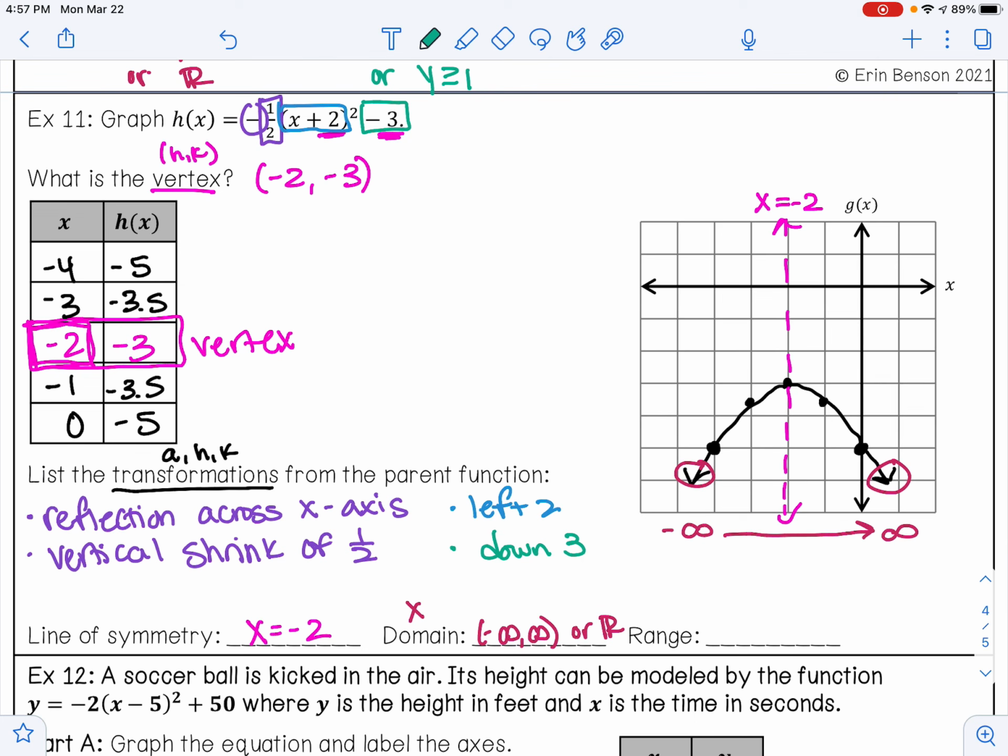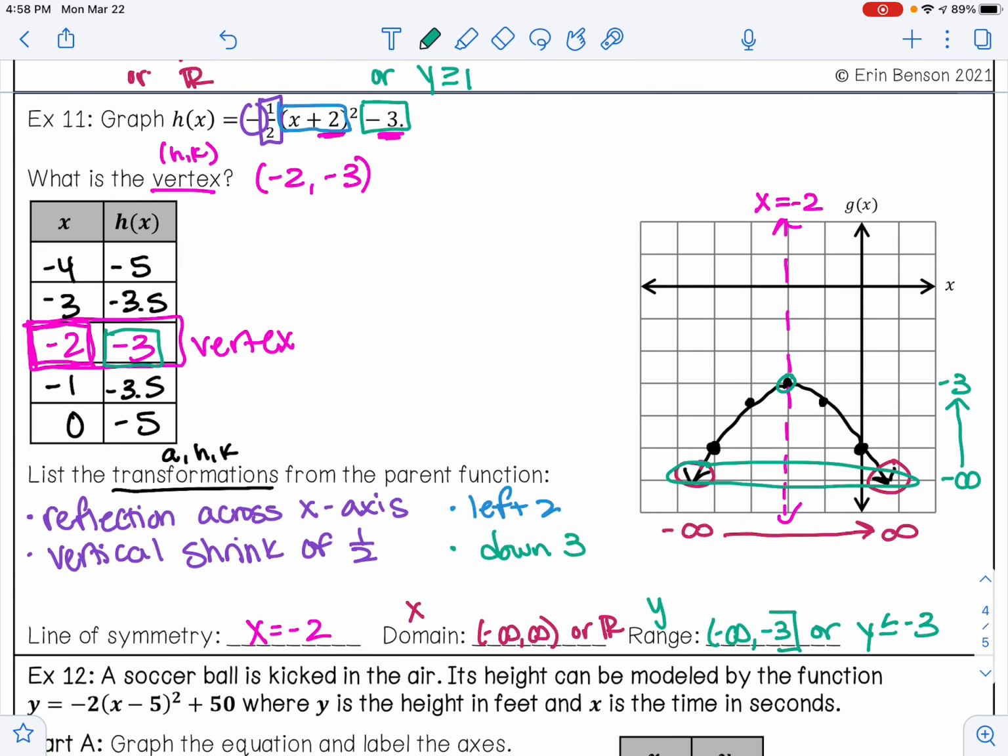Our range are our y values from the bottom of the graph to the top of our graph. My graph is going down forever, so that's going to negative infinity. The top of my graph is my vertex, and that is where y is -3. So my range is from negative infinity to -3, or you could say y is less than or equal to -3.